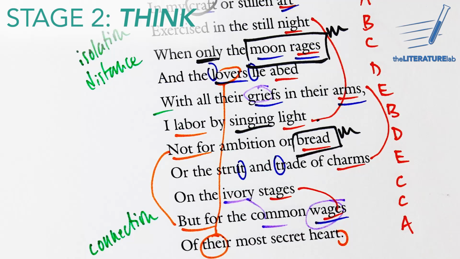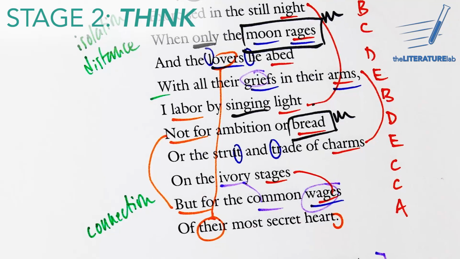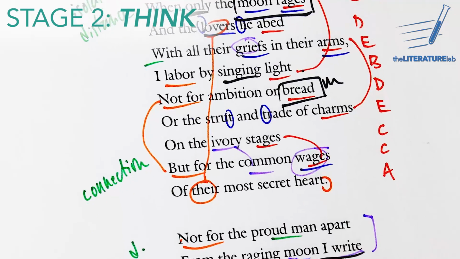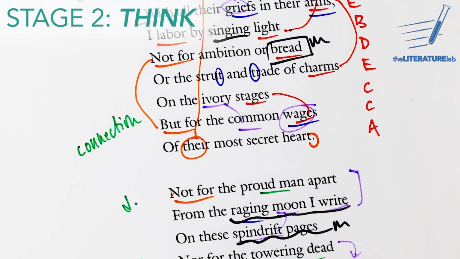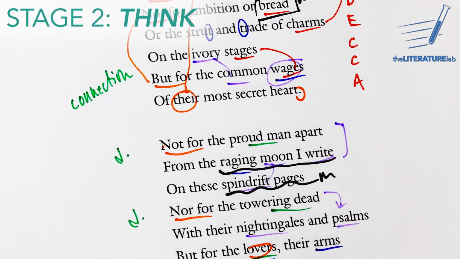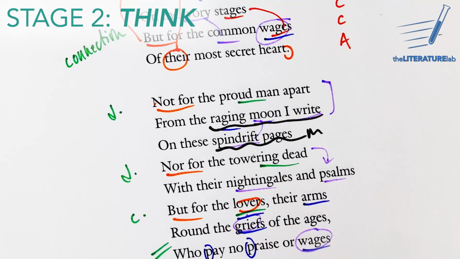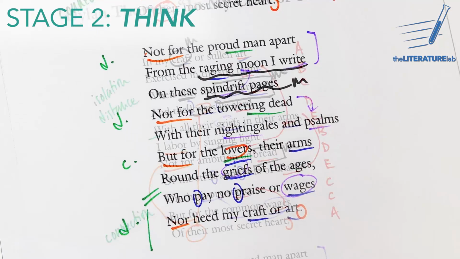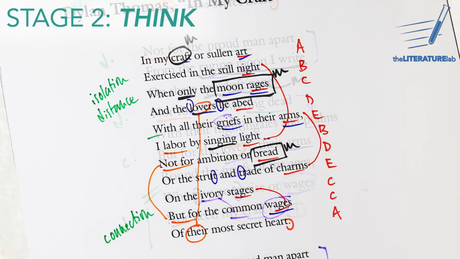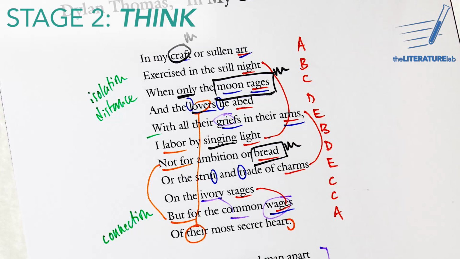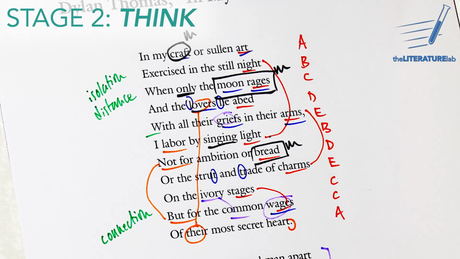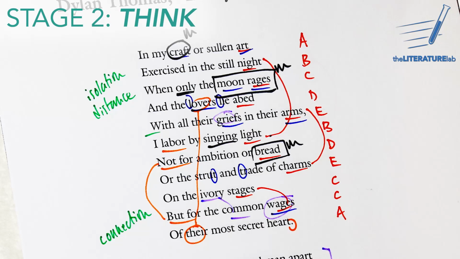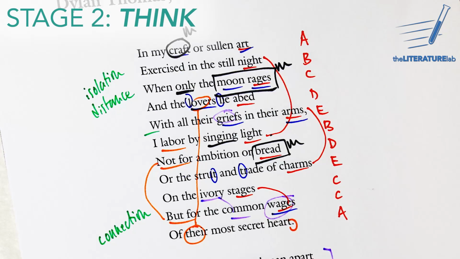So that's happening at night while the lovers are lying in bed together. And now we've established that context, and a list begins, a list of the things that the poet doesn't try to address or doesn't pursue or want. First of all, the thing he doesn't want is earthly kinds of rewards, like the ambition or the bread or the charms or the stages and so on. This is all still in the first stanza.